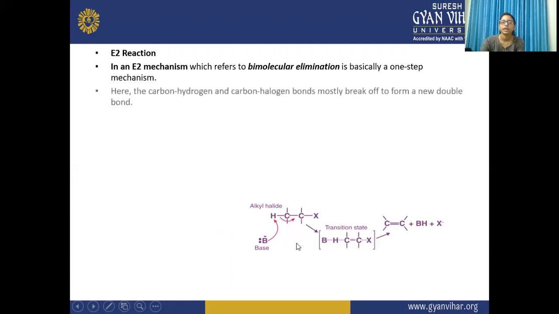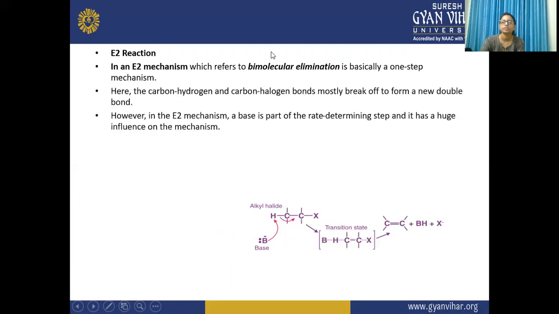Now this is the E2 reaction. In E2 reaction mechanism, E means elimination, 2 means bimolecular. It is basically a one-step process. Here the carbon-hydrogen and carbon-halogen bonds break off, and there is a formation of a new double bond.